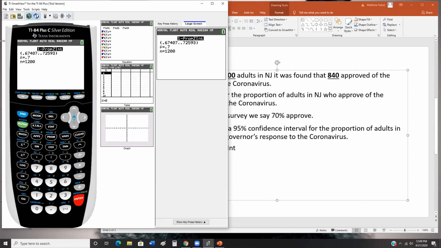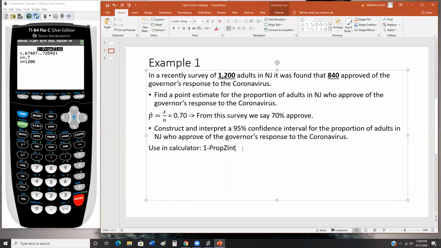What you're seeing up here, this part right here, that's your confidence interval. Okay. So let me just put that here. So the first part of the parentheses, this 0.674, I'm just going to go to 3 decimal places, is the lower bound of the confidence interval. And this 0.726, when I round it, is the upper bound of the confidence interval. Okay. So all we did there was we just constructed it.